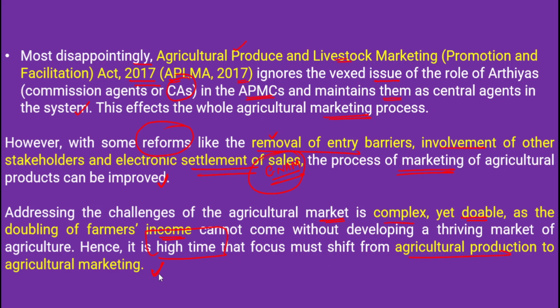So we should not just look for agriculture production and increasing yields, rather we should also shift our focus towards agriculture marketing. So this is how you have to write this answer. First, you have to give a brief introduction about the agriculture sector and what constitutes the forward and backward linkages. Secondly, you need to write what are the hurdles in the forward and backward linkages in agriculture marketing, and then you have to suggest the reforms and write a favorable conclusion stressing the need for reforming agriculture marketing.